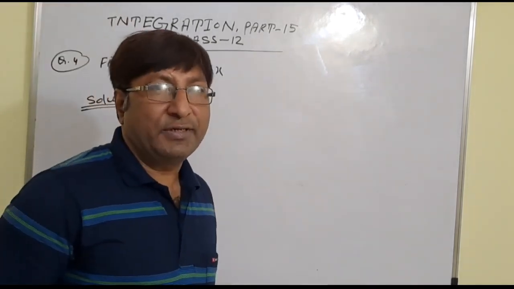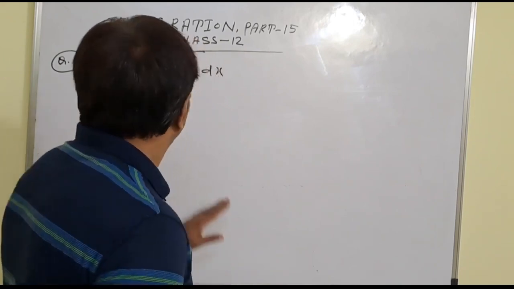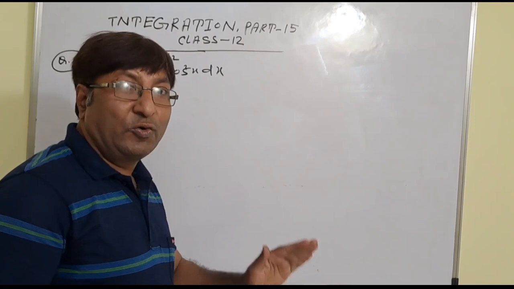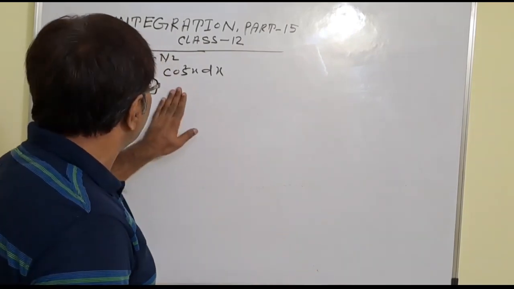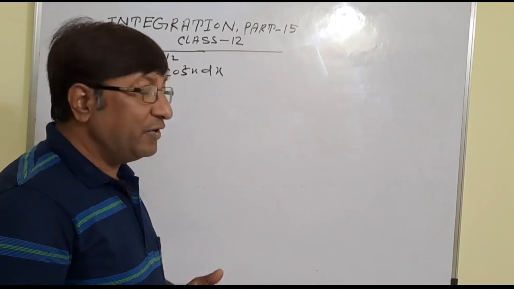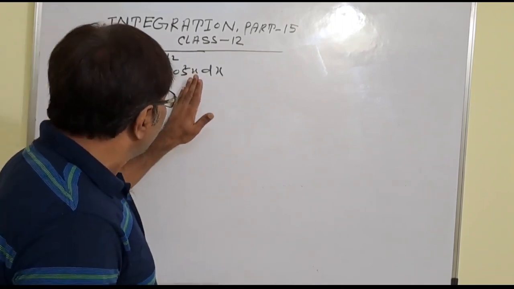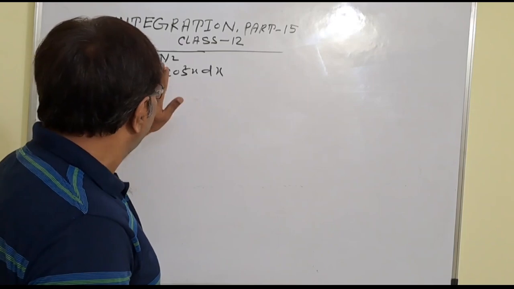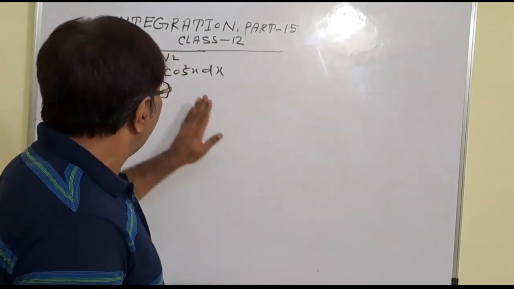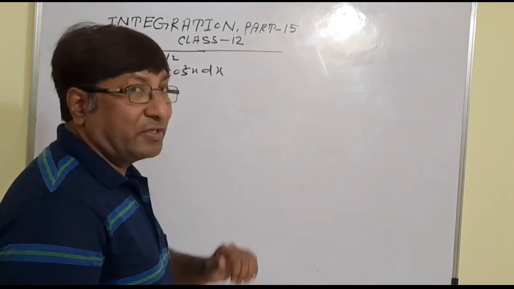Now see the next question, question number 4. Here the question is what? Find the integration of 0 to pi by 2 cos square x dx. So this is a definite integration. So first we are finding the integration of cos square x, and then upper limit pi by 2 and lower limit 0 we will use.